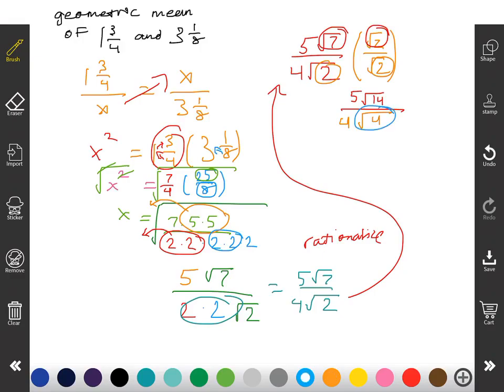Square root of 4 is 2. You can rewrite everything else. That's 5 root 14, and you can simplify a little bit further, so it's 5 root 14 over, and then you have 4 times 2 is 8. And that is your answer.